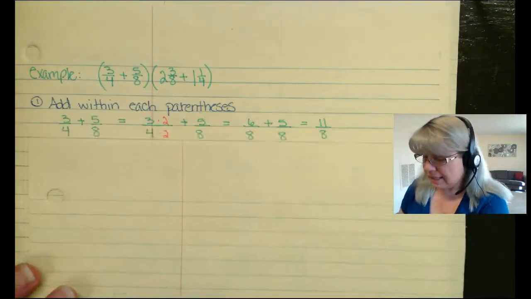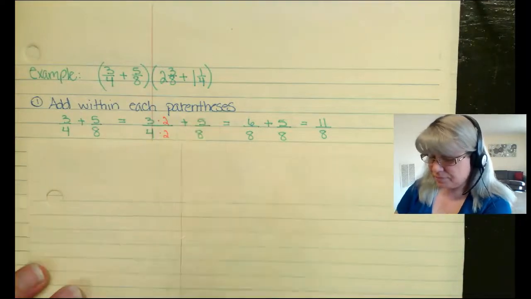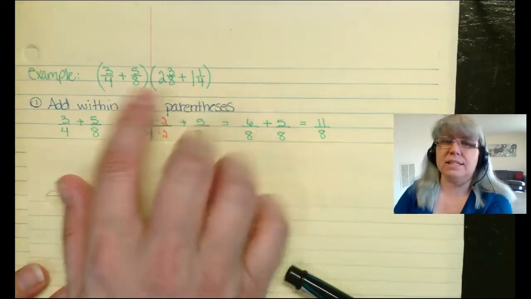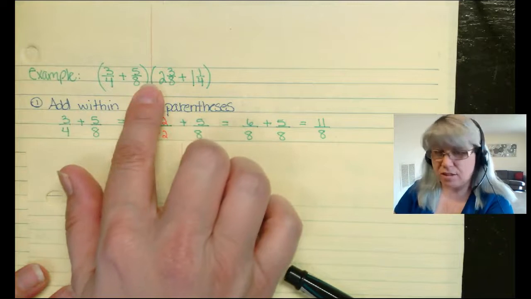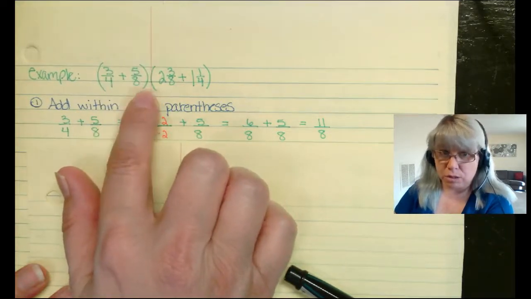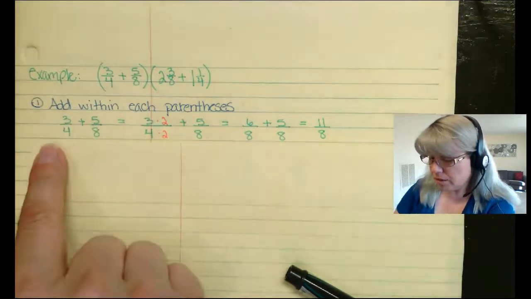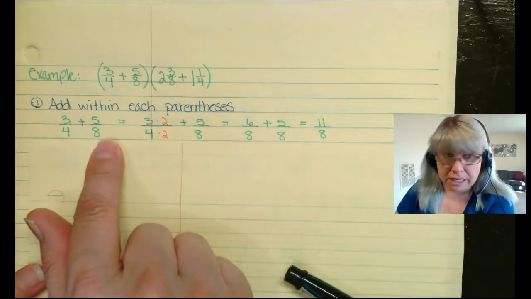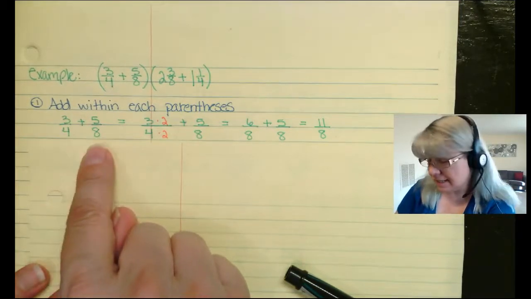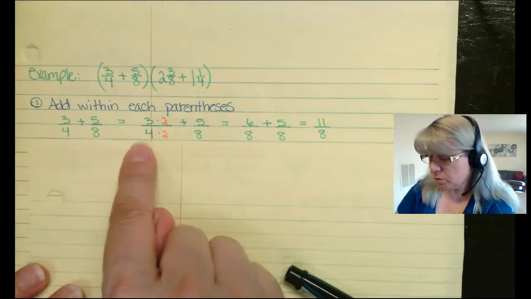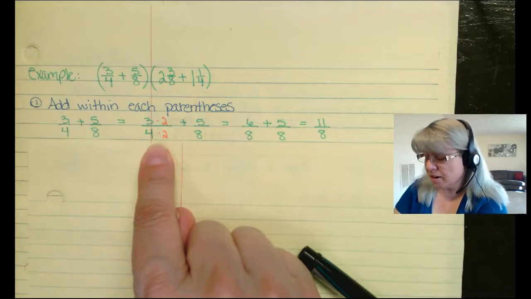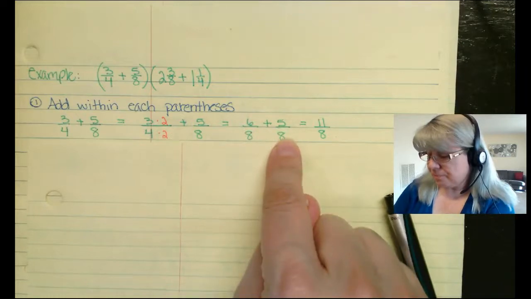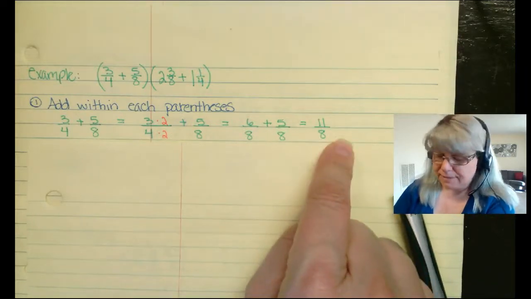Okay, so let's add within each of the parentheses. So this problem has parentheses, parentheses, and within each of the parentheses there is addition. But when the parentheses are together like this, it means that ultimately I'm going to have some multiplication to do. 3/4 plus 5/8, find common denominator. In this case, our common denominator is 8. So for the first fraction, we're going to multiply both the numerator and the denominator by 2, giving us 6/8 plus 5/8, and 6/8 plus 5/8 will equal 11/8.